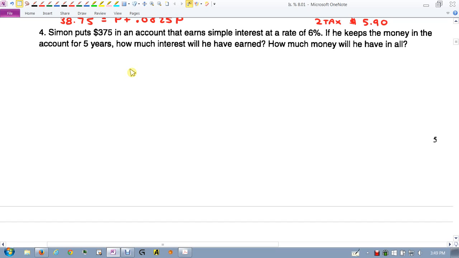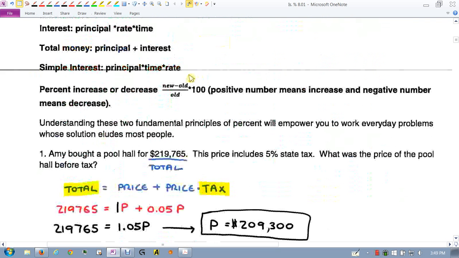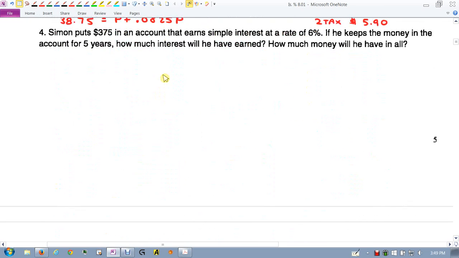All right, so let's see if we keep money. Okay, this one we need to go through. Simon puts $375 in an account that earns simple interest. So remember simple interest right here: principal times time times rate. So it earns simple interest at a rate of 6%. You can't find 6% nowadays. There's no way you're going to put money in a bank and get 6% back. You're lucky. 2% is even pretty high. If he keeps the money in the account for 5 years, how much interest will he have earned?